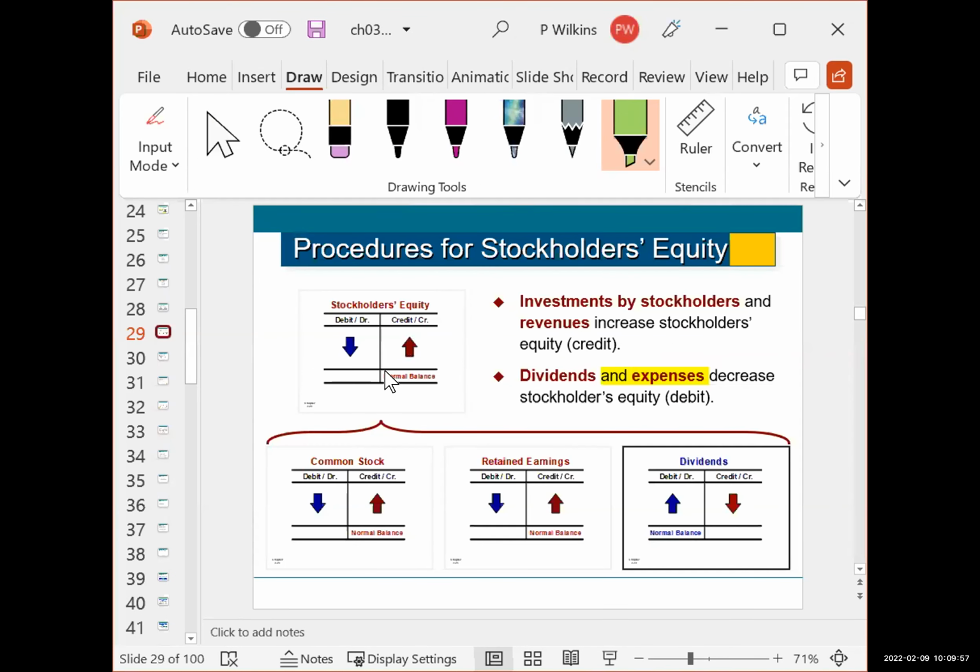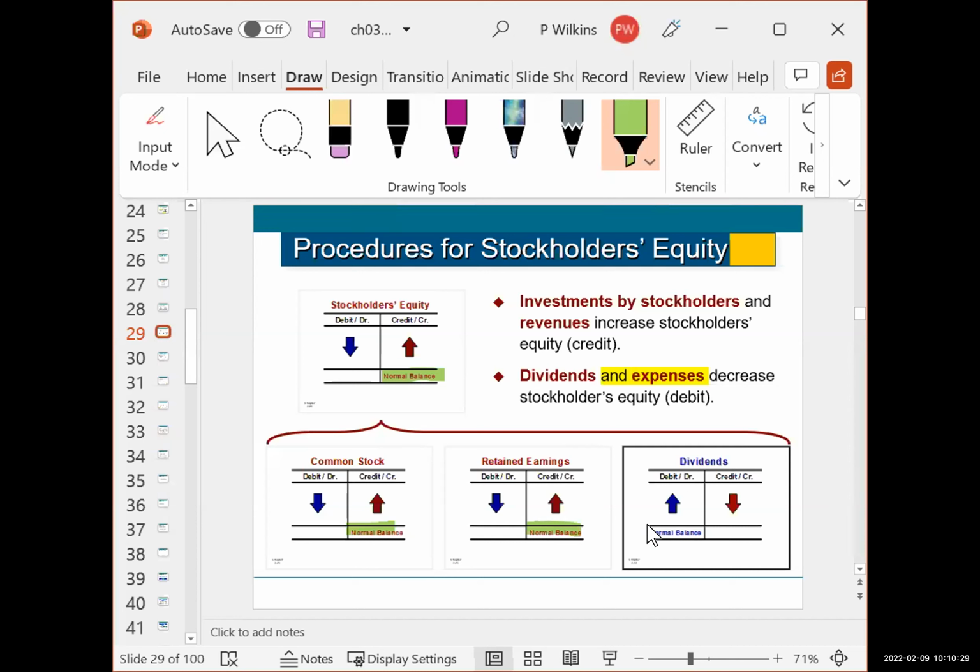Okay, stockholders' equity. Stockholders' equity normally has a credit balance. So to make it go up, we are going to credit it. Make it go down, we will debit it. If we look at common stock, it has a credit balance. So to make that go up, we are going to credit it. To make it go down, we do the opposite. We debit it. Retained earnings has a credit balance. So to make retained earnings go up, we credit it.